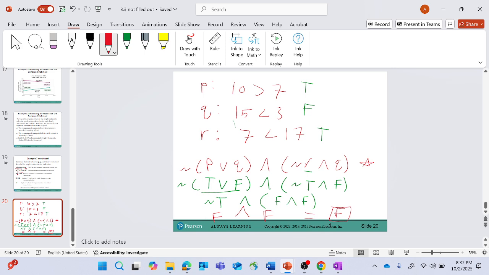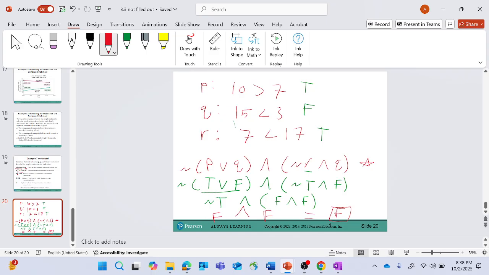And then what you do from there is you assign them truth values. So P is true, right? It's a true statement. 10 is greater than 7. Q is a false statement. 15 is not less than 3. And the third one, R, 7 is less than 17. It's a true statement. And then this red one right here, I just made something up. I just wrote whatever I felt like writing.